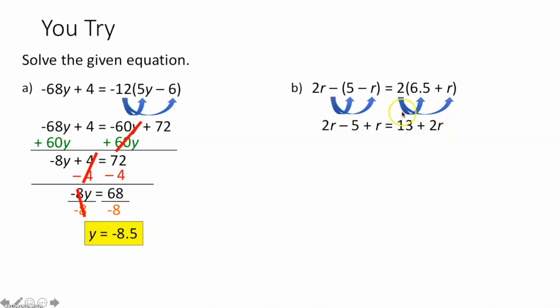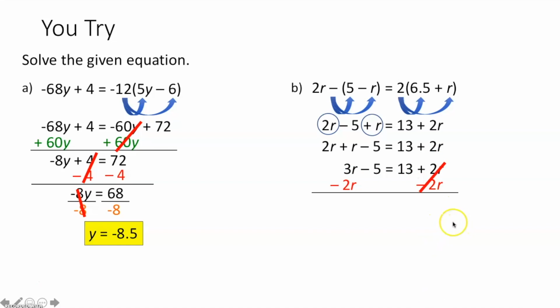It looks like I've simplified both sides, except for the fact that over here, I have 2 like terms. I have 2r and r, which I can still simplify. So I'm going to use the commutative property, put them next to each other, and now I can simplify. What's 2r plus r? That's 3r. Now that I've simplified both sides of the equation, I move to step 2, which is moving my variables to the left. So how do I do that? This positive 2r needs to go over here, so I subtract 2r from both sides. These cancel each other out, and 3r minus 2r gives me r. Now I have r minus 5 is equal to 13, so step 2 is done.